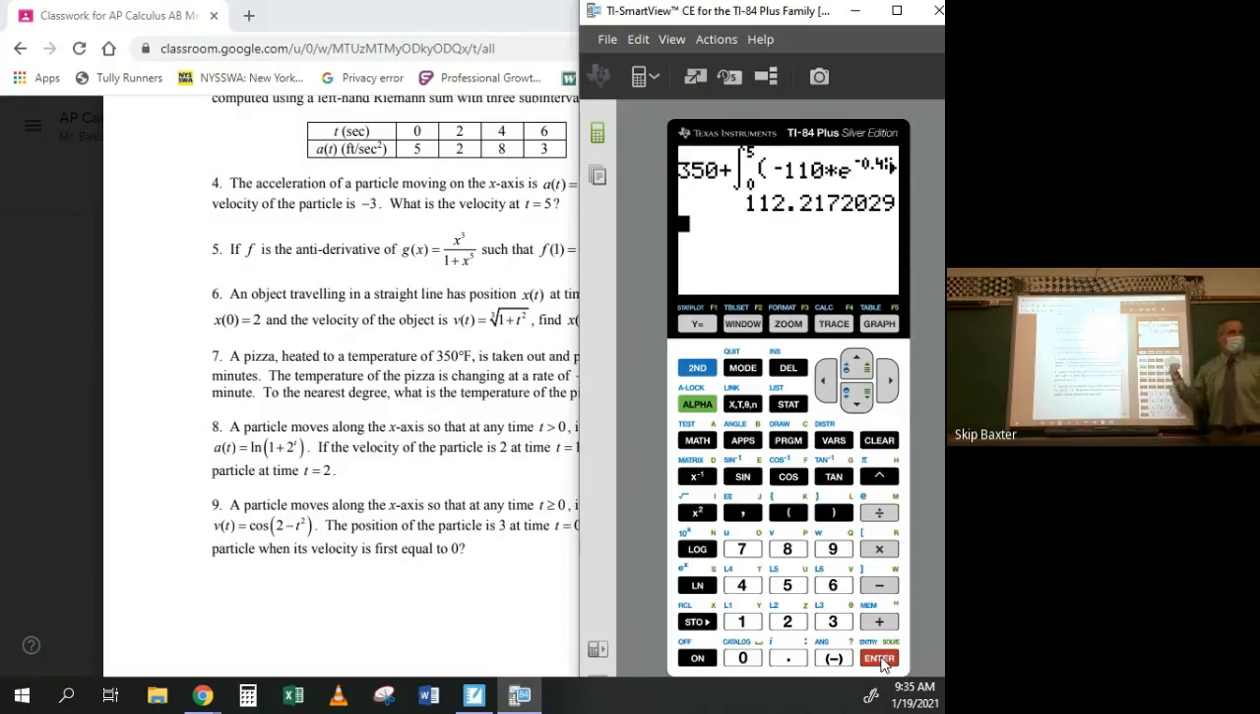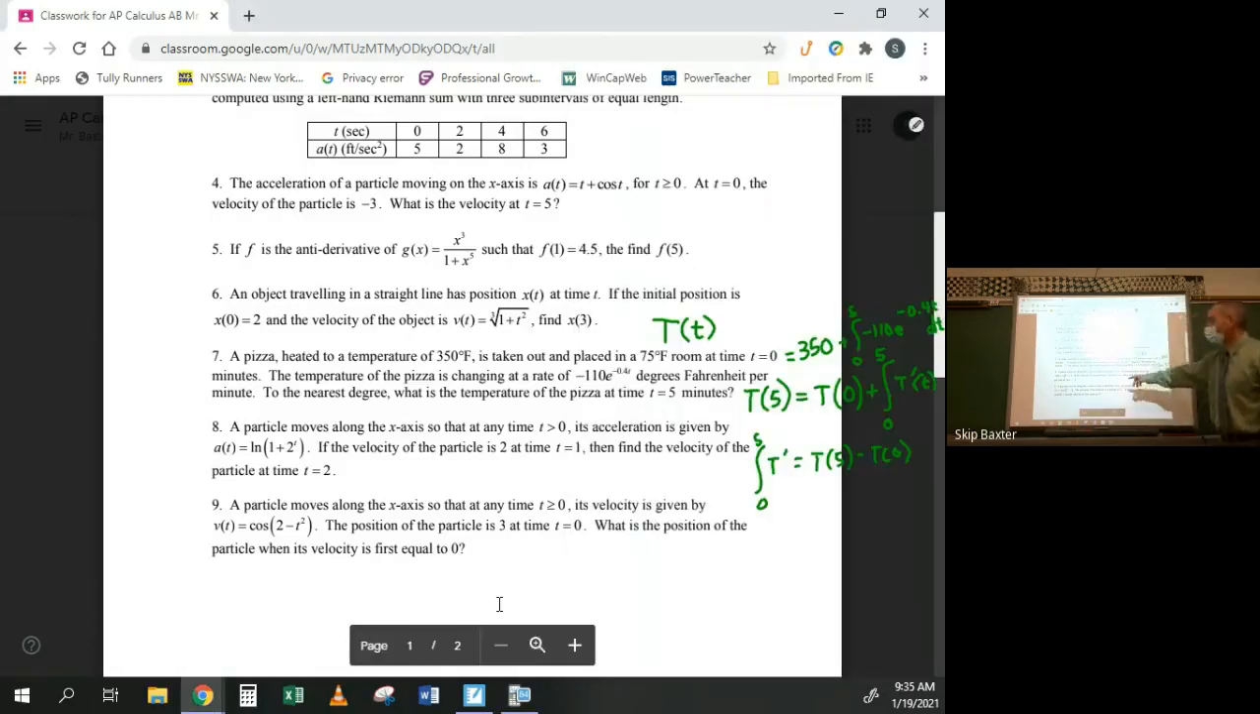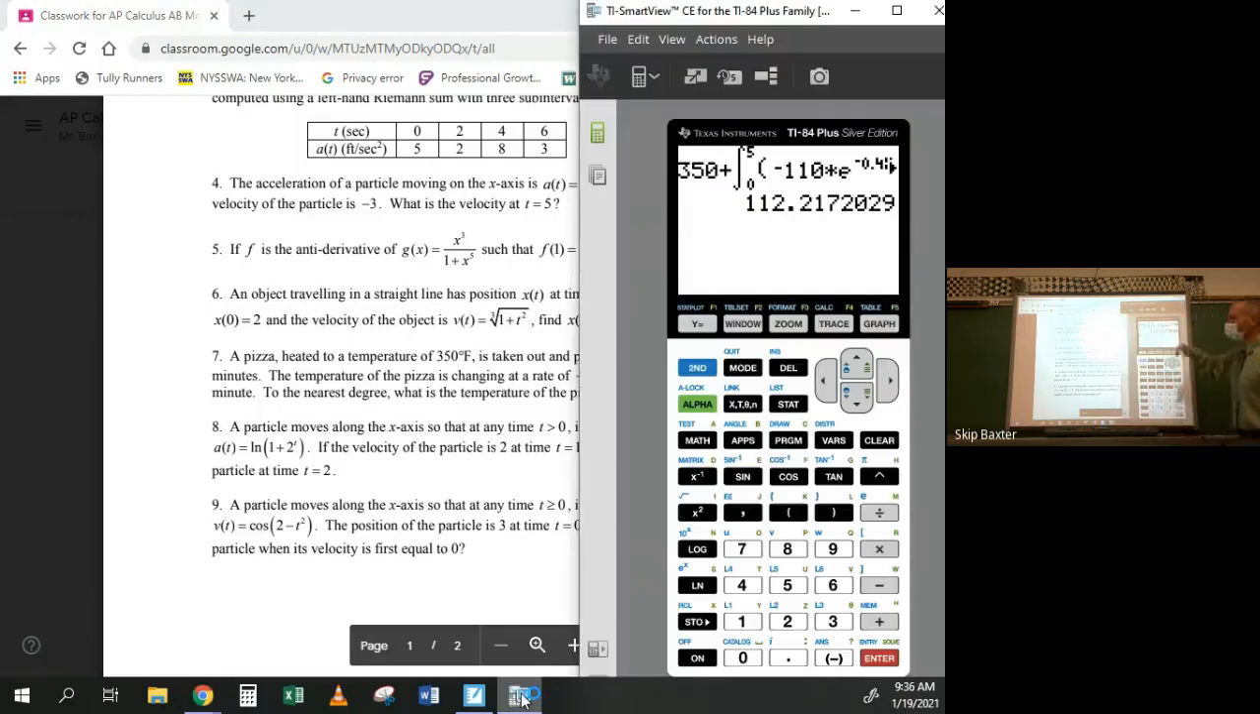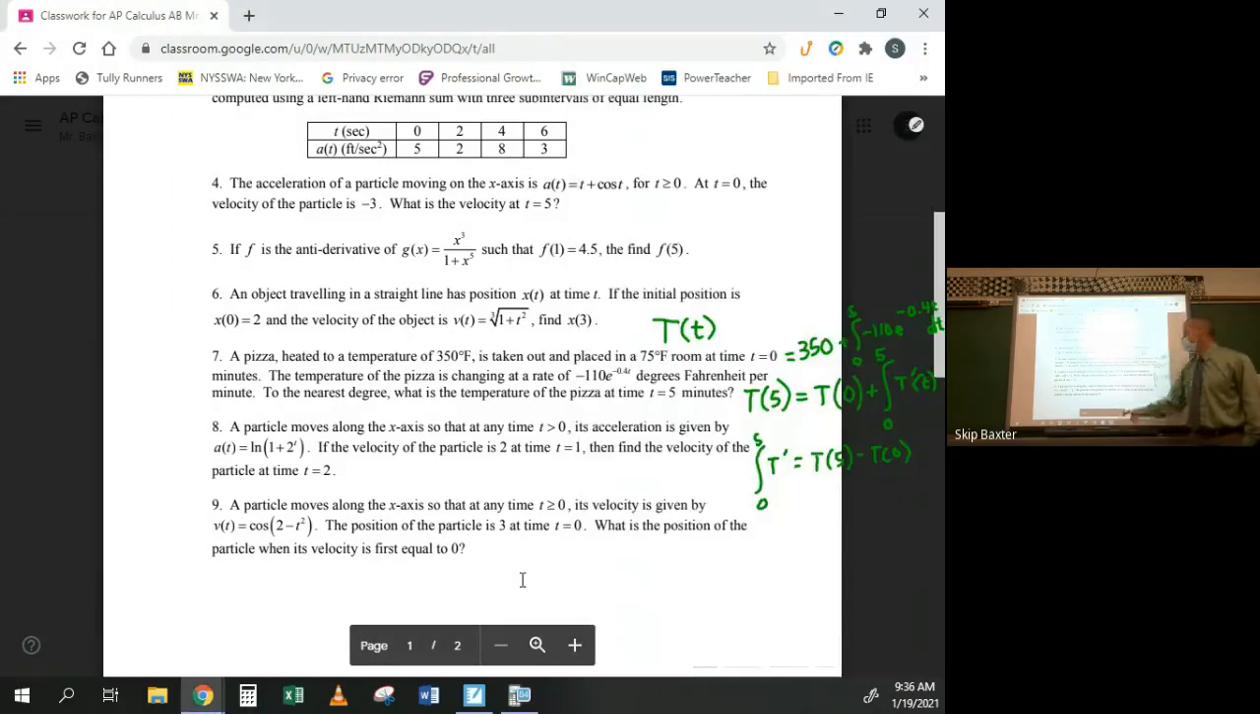Remember, whenever you use your calculator, round everything to the nearest 3 places. If you wrote 112.2, you would get points off on the AP test. That's the worst reason to get points off. You understand all the calculus. Unless it says to the nearest degree. Then do it to the nearest degree. 112. Thank you.